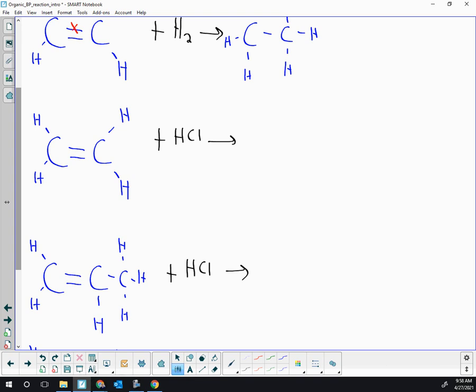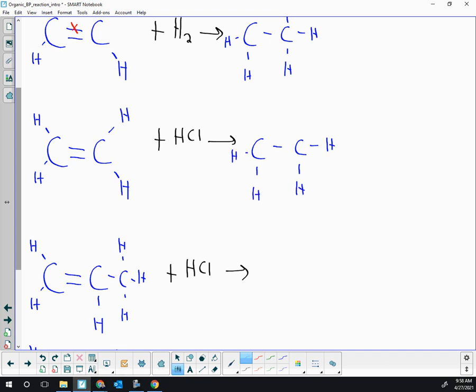Looking at adding HCl to ethene, the H, black H, could add to either the left-hand carbon or the right-hand carbon, giving us 2 different potential products. Now in this case, whether you add the H to the right or the left side, you get the same name molecule. I'll add the H to the left-hand side first.